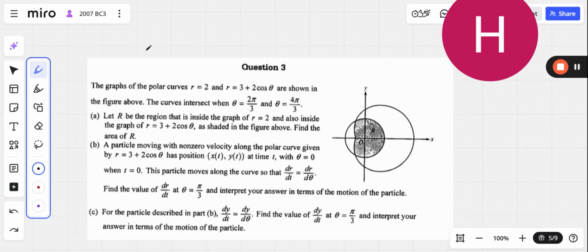All right. So let's get started with interpreting the problem. We have the graphs of these polar curves, r equals 2. That would be this circle centered at the origin, the radius of 2. And r equals 3 plus 2 cosine theta, which is a limacon. Okay. Limacon with a little dimple. And that is this one here. So you can see that they've kind of separated and shaded a region. And it also tells us where the curves intersect, which is nice. This is at theta equals 2 pi over 3, and this is at theta equals 4 pi over 3. That's for convenience, right? Very useful to tell us that.